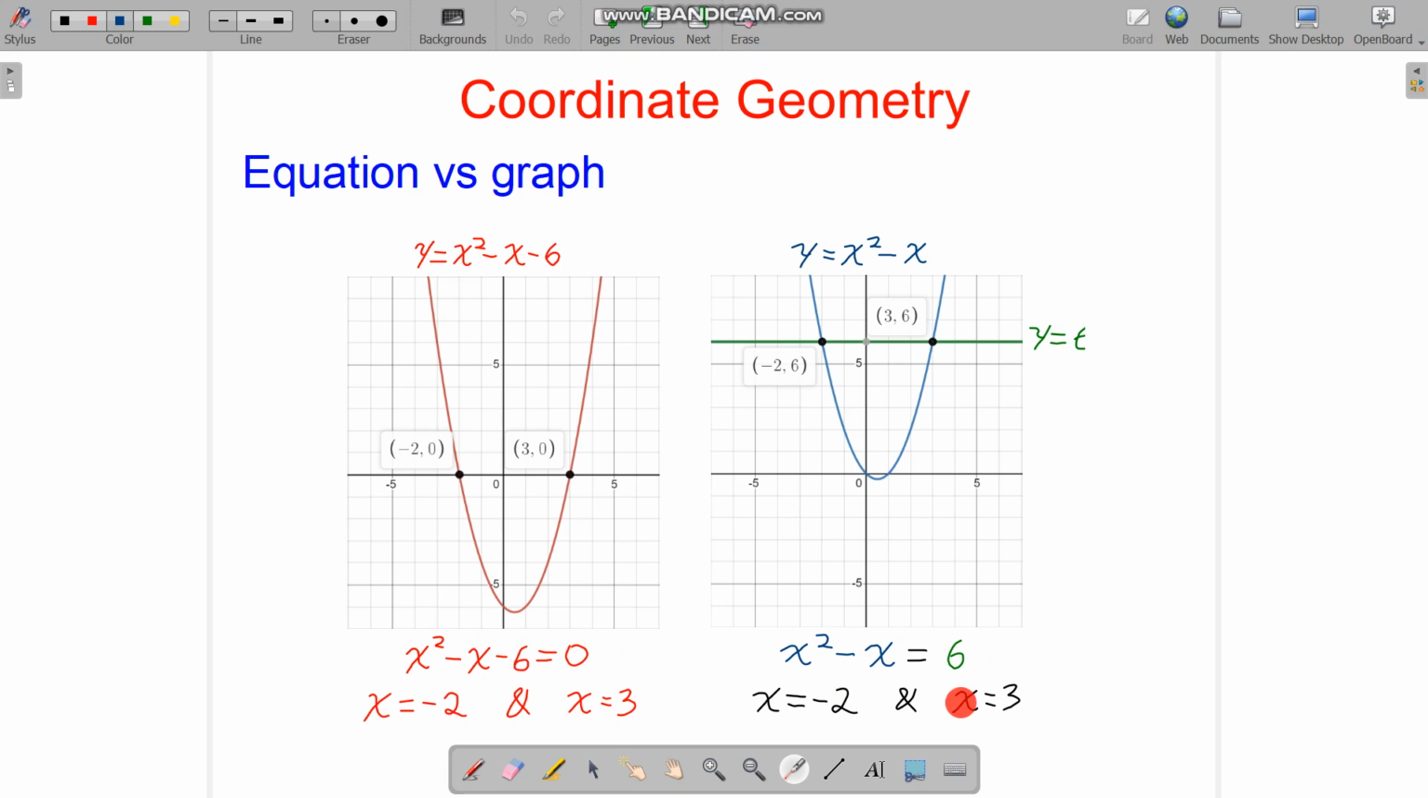So of course we get exactly the same x values, also minus 2 and also 3, but of course the y values are different, because here the y value is 0, the x-intercepts, and here the y values are the same, 6.